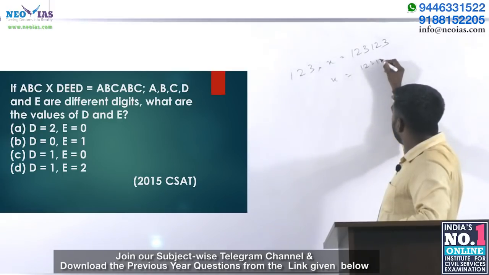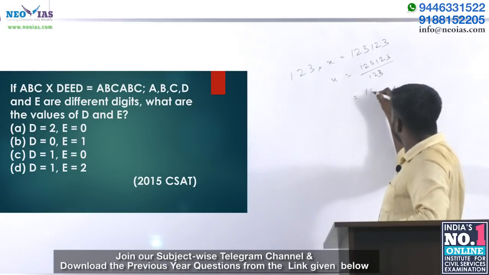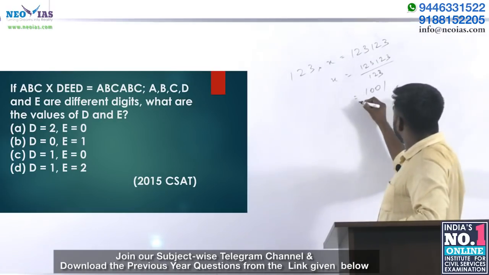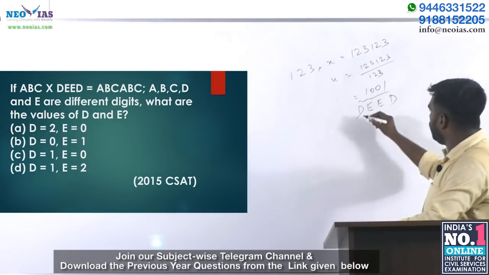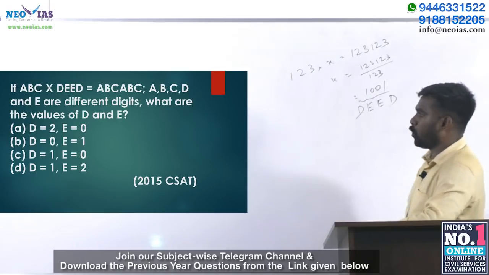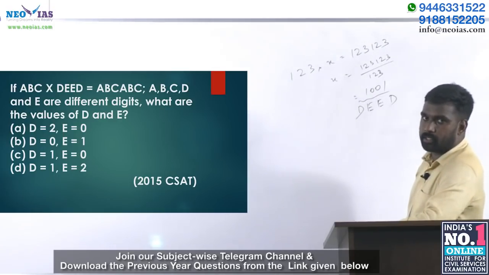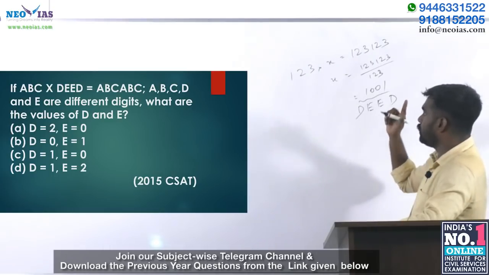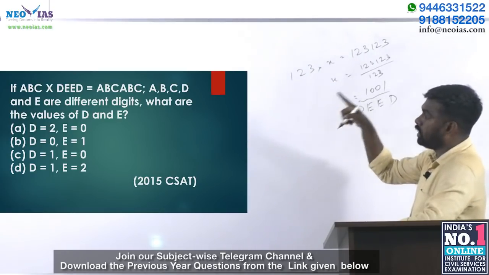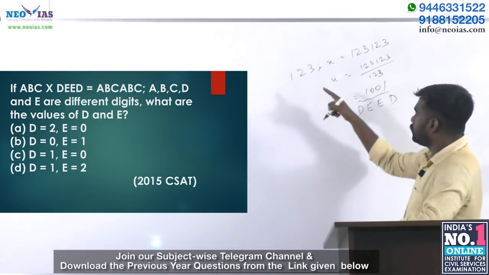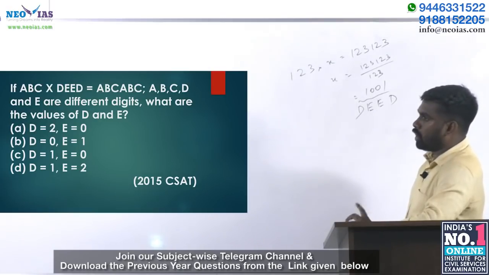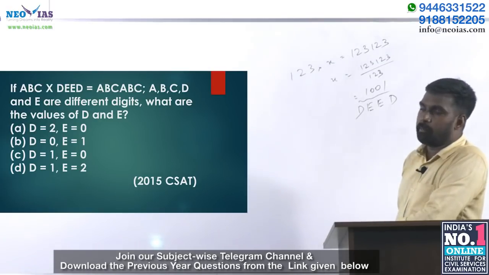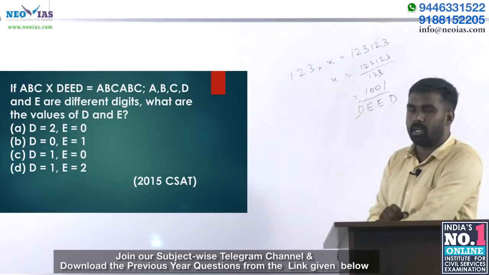So 1, 2, 3, 1, 2, 3 divided by 1, 2, 3, right? So this is 1, 0, 0, 1. This is represented as DED, right? So D for 1 and E for 0. Option C is the answer. So this is a little bit tricky question. You just need to put some value. They are already telling that they are representing different digits, so you just put some value and find out how we can solve it. In some questions, as we had already told, we can directly assume some value so that you will get the result very easily.